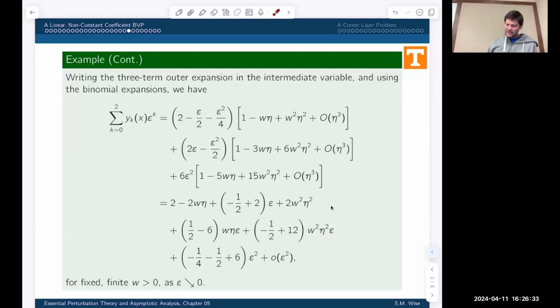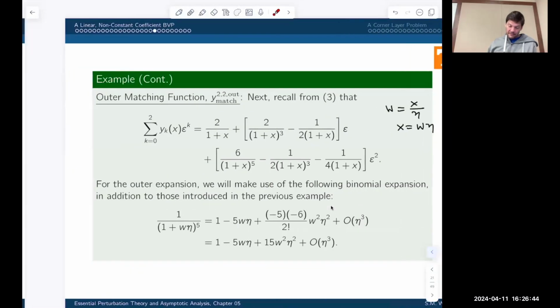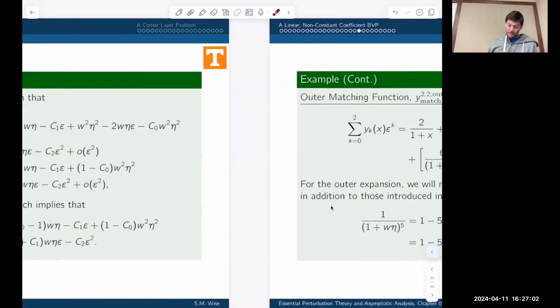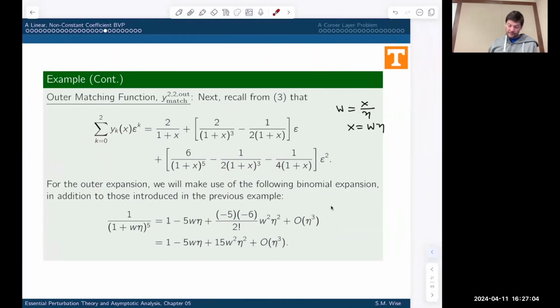Oh, actually, let's go back and see if this term appears. I might be wrong about that one. It's eta squared epsilon. Did we have an eta squared epsilon term there? No, we didn't. So we might have to get rid of that. We do have an eta squared term, and we know that we're going to have to match that one because it's got a coefficient in it. It's got a free parameter in there.